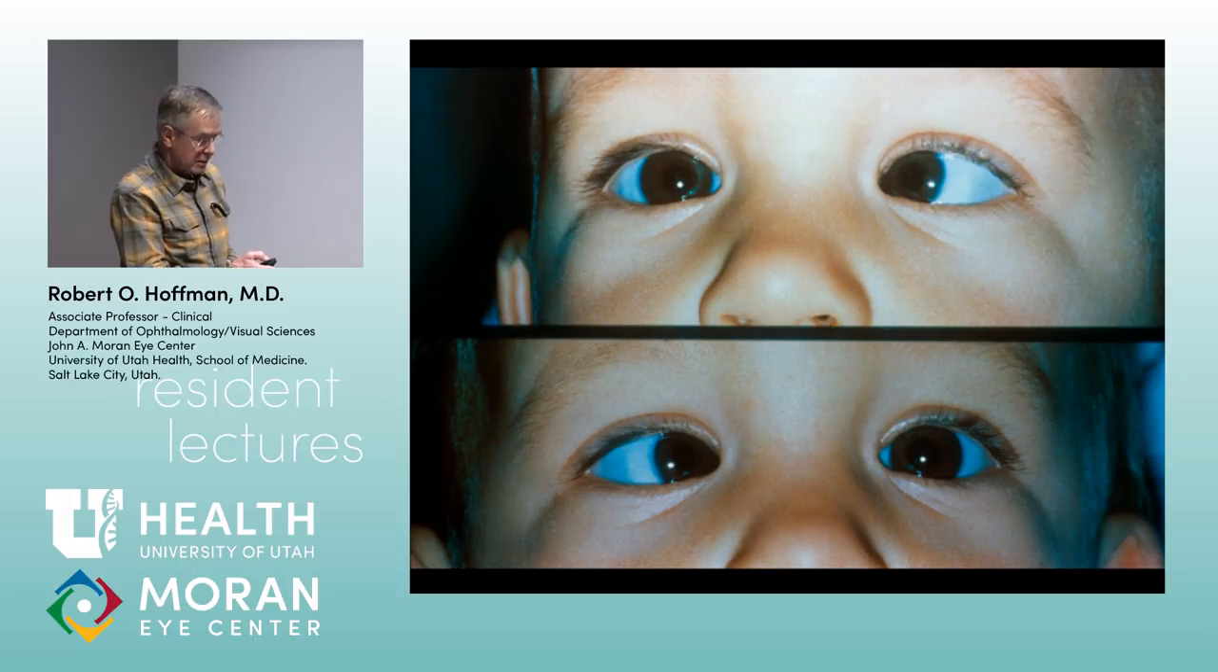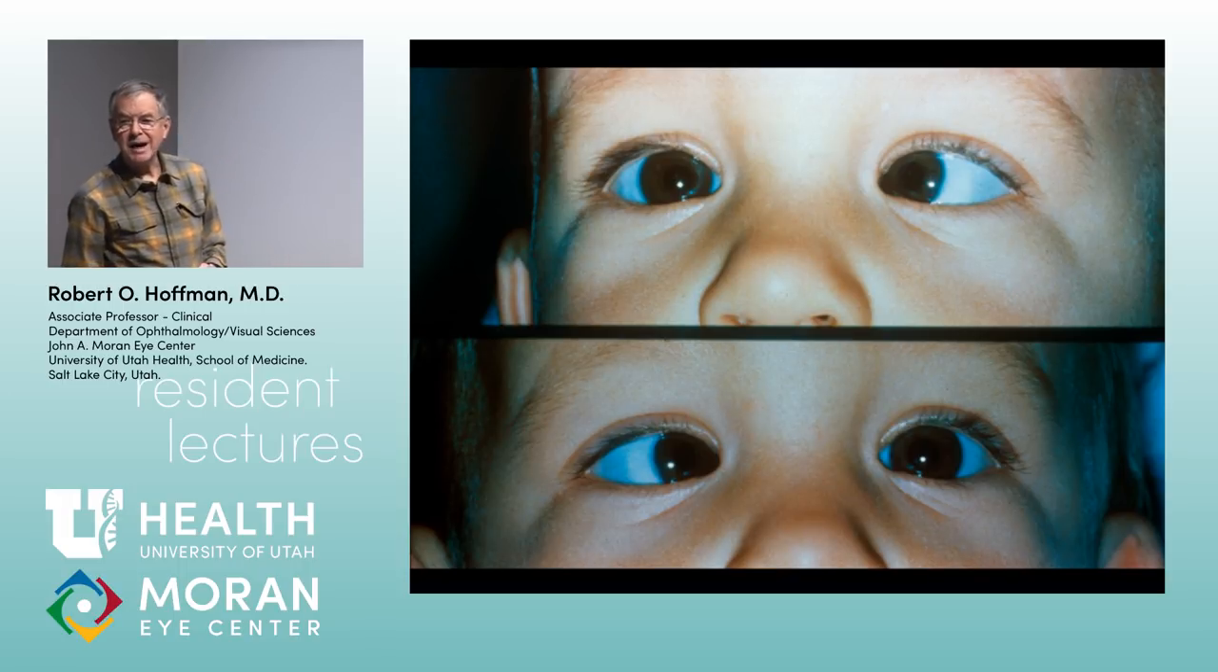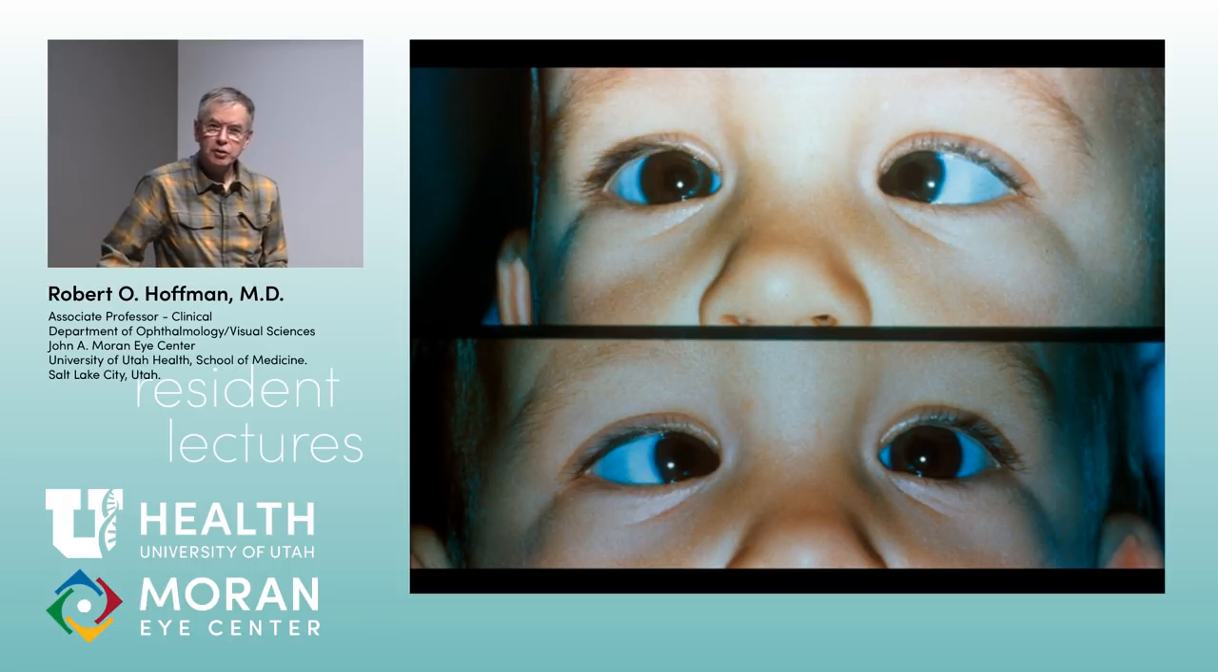This patient has equal vision. You can see he's fixing right eye, fixing left eye, alternating esotropia. What would be the best initial surgical procedure?